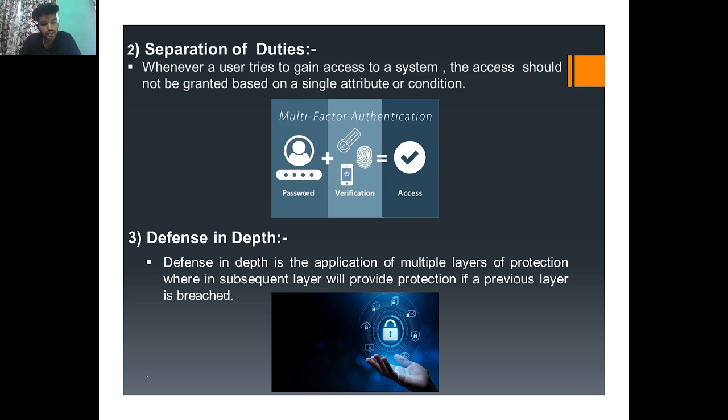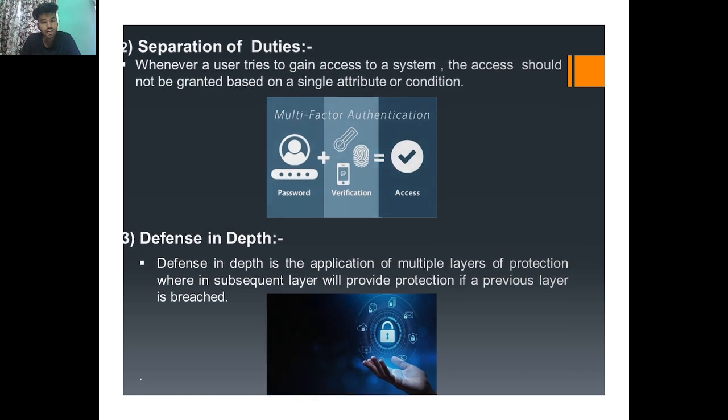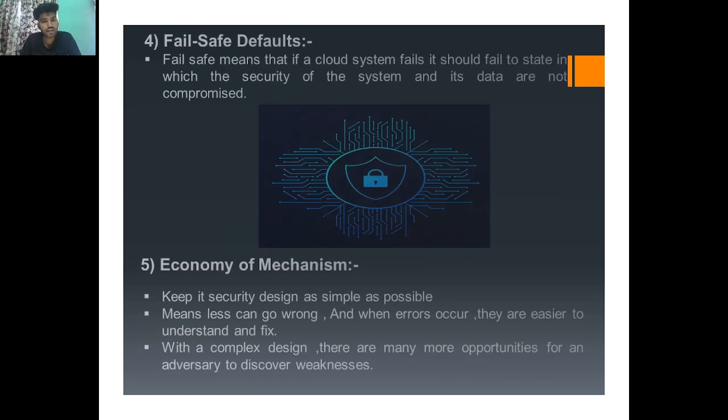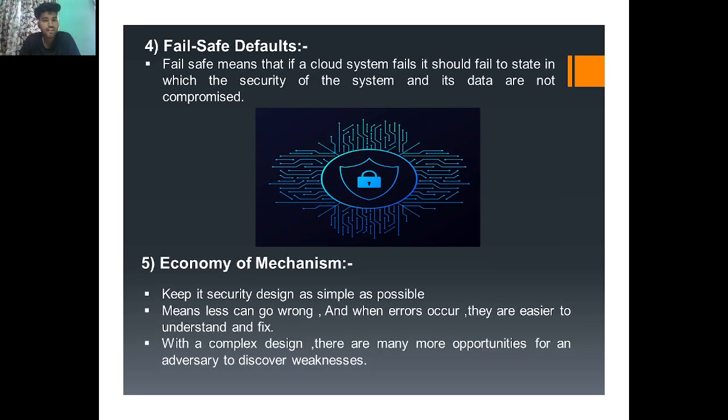Now, third is defense in depth. Defense in depth is the application of multiple layers of protection, wherein a subsequent layer will provide protection if the previous layer is breached. Now, the next is fail-safe defaults. Fail-safe defaults means that if a cloud system fails, it should fail to a state in which the security of the system and its data are not compromised.